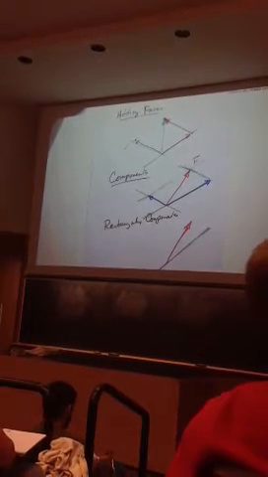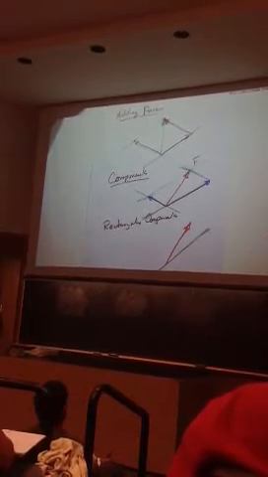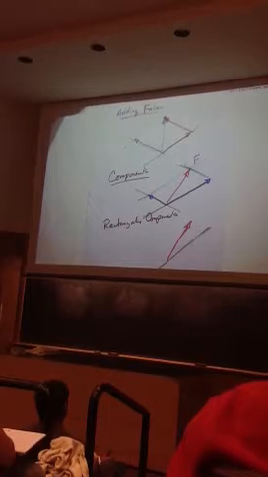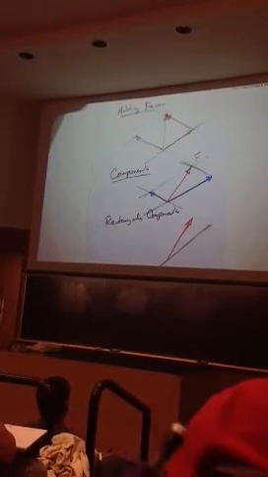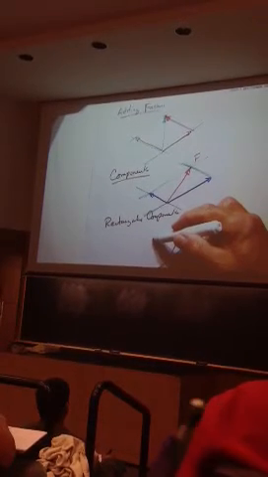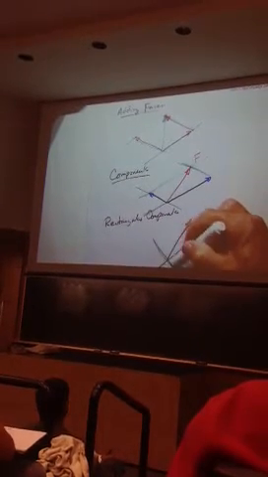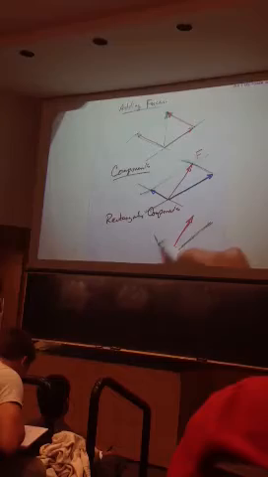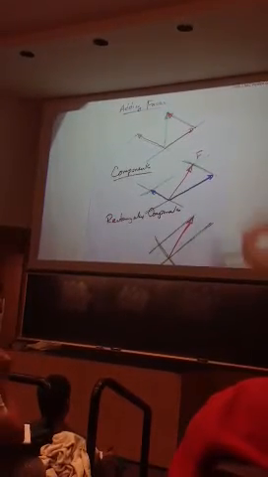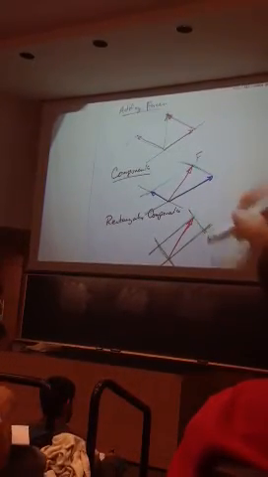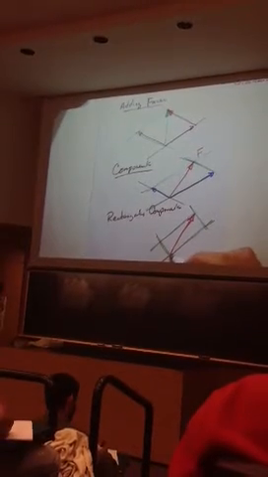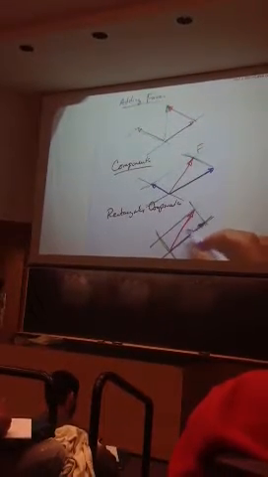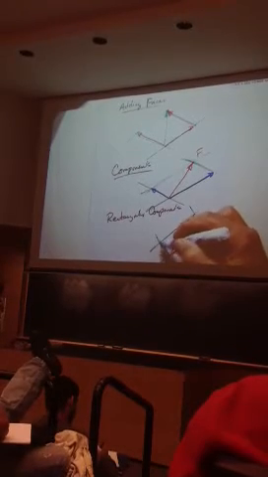When we talk rectangular components, I only have to tell you one direction. The other one, by definition, is perpendicular to that. But again, we draw lines through the beginning and end parallel to the first direction, through the beginning and end parallel to the second direction. And the sides of the resulting parallelogram are the components that we're looking for.